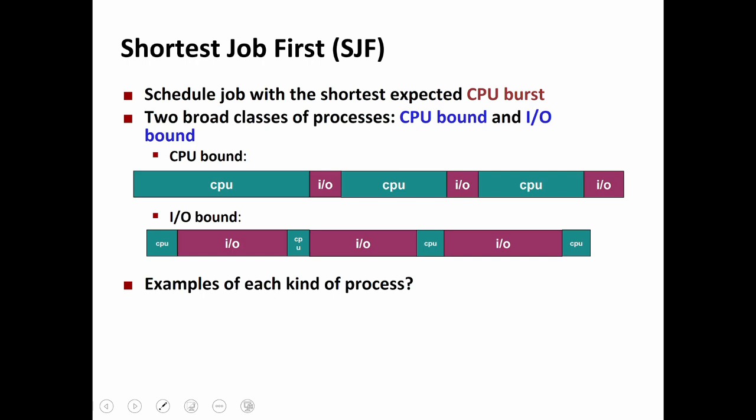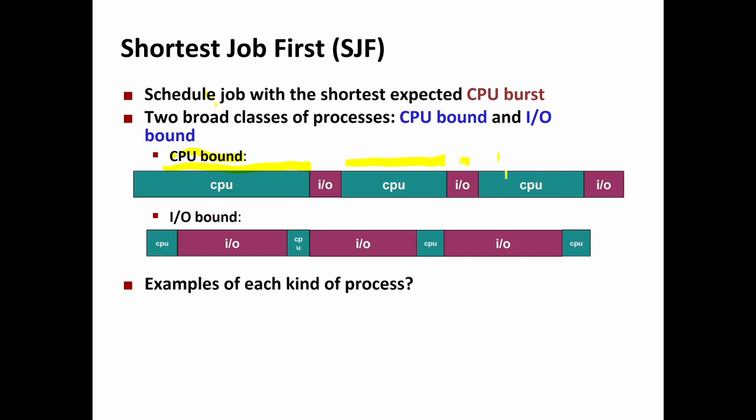Now let's move on to our third policy, which is called shortest job first. In this case, for each thread or process, we make an estimate of how long it uses the CPU before going for I/O. Some processes will be CPU bound, meaning that they use a lot of the CPU and then go for I/O for a bit, and then again use a long CPU burst and then a small I/O, etc.